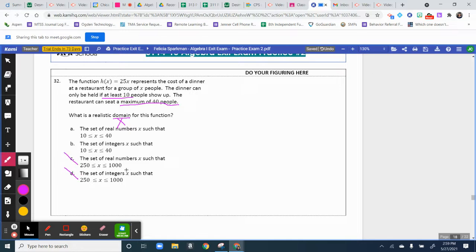So C and D are already out. A says real numbers, B says integers. Real numbers would include fractions. You cannot have a fraction of a person, so that's out. It has to be the integers, right? Integers are the whole numbers.